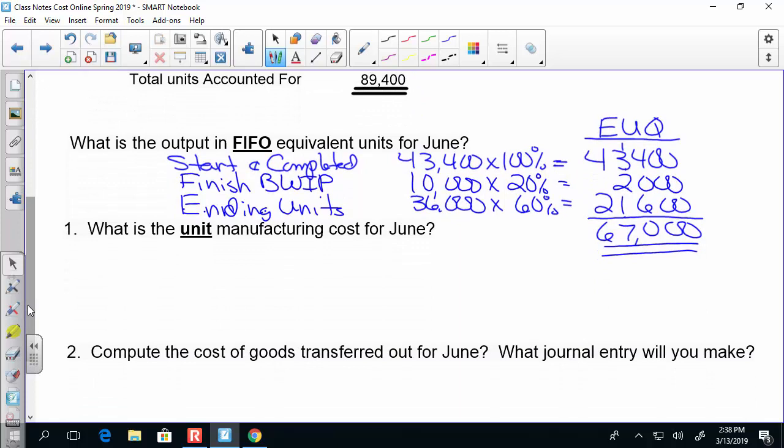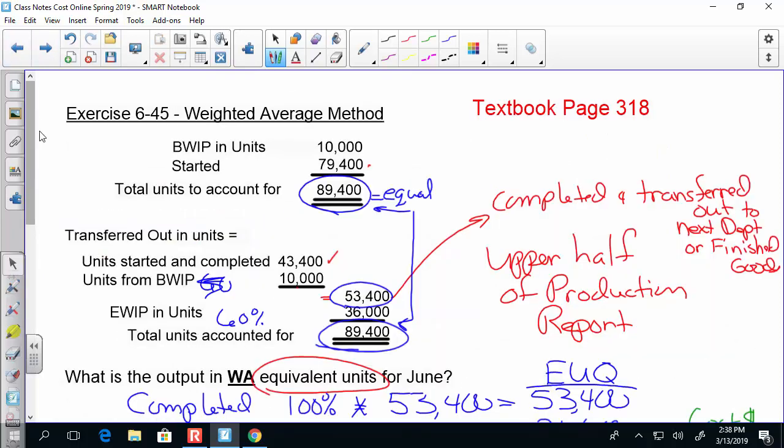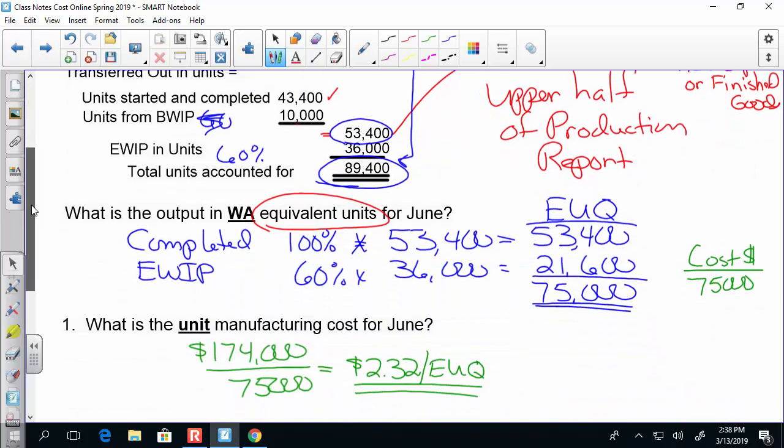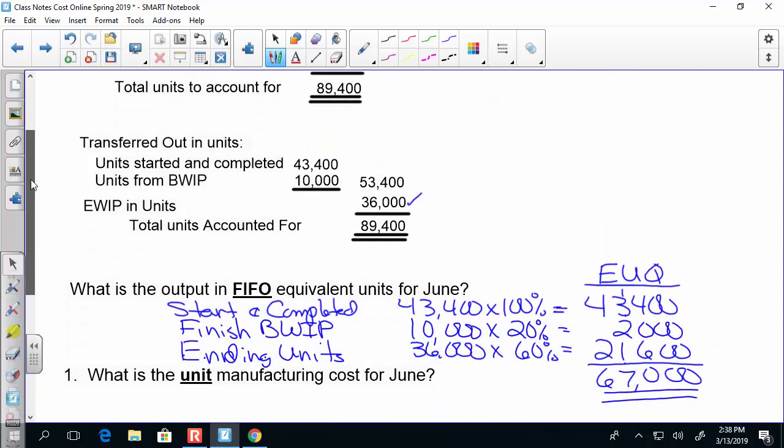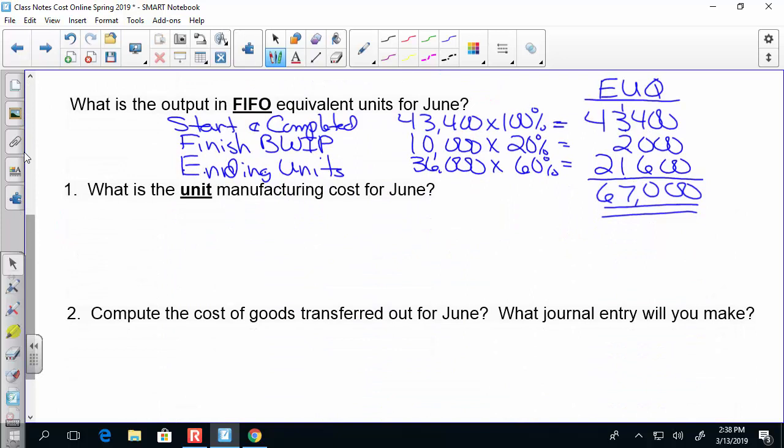So quite a bit of difference from weighted average. Under weighted average, the equivalent units were 75,000. Under FIFO method, they're only 67,000. But remember, that 67,000 represents just the production levels or output for this month. It does not mix a partial of those units from beginning inventory with our current production level.